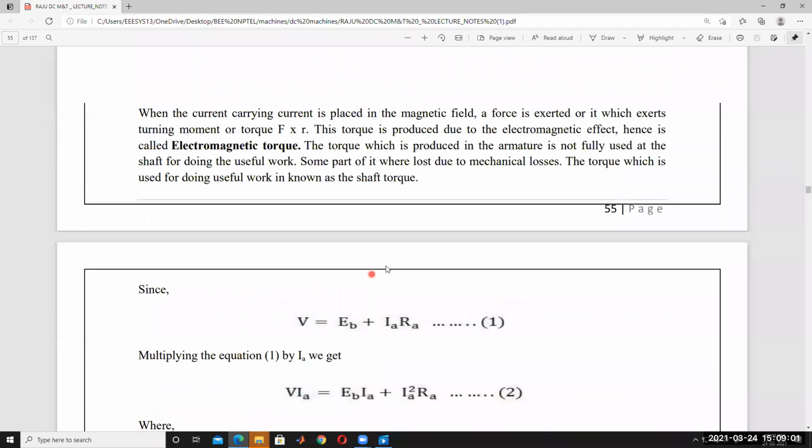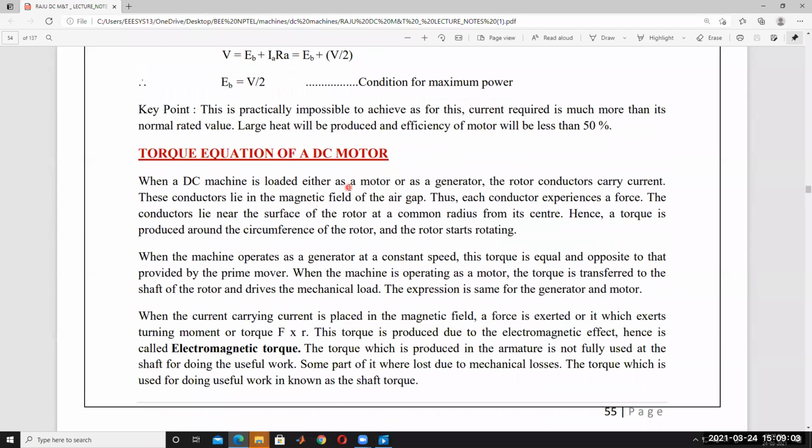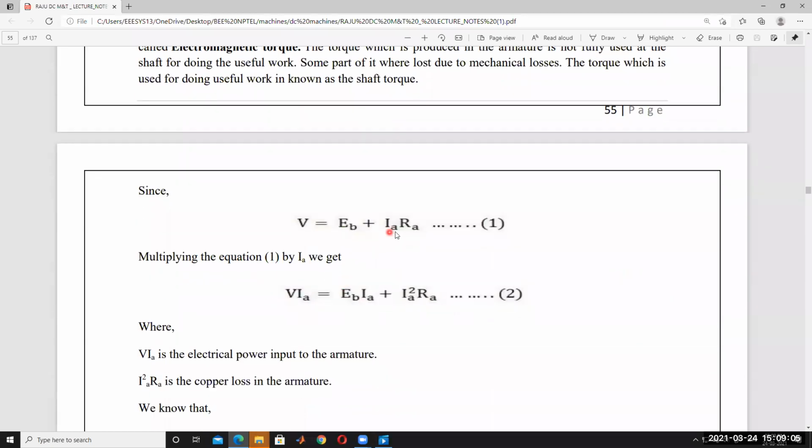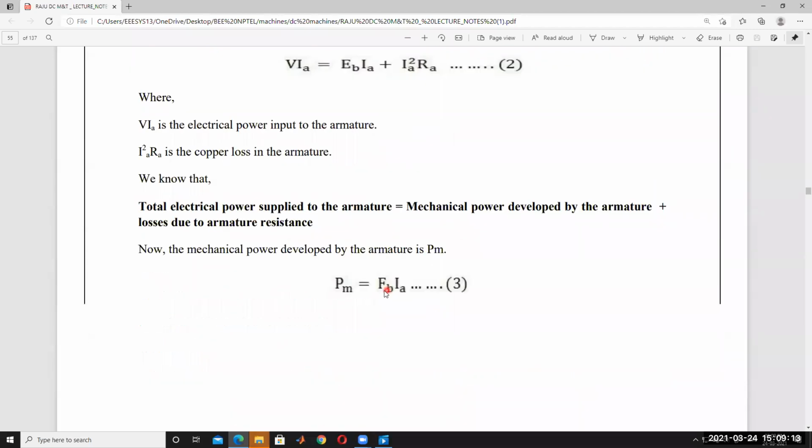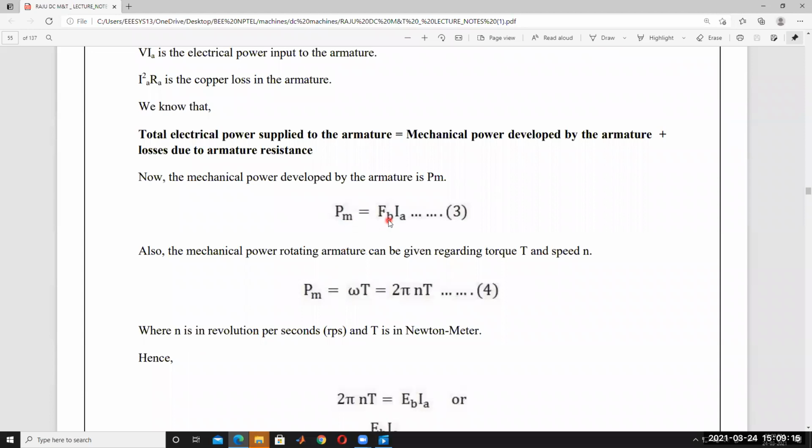Torque equation in a DC motor. So V is equal to Eb plus Ia into Ra. Multiply by the current Ia, and you will get V into Ia equals Eb into Ia plus Ia square into Ra. Then power is equal to force into velocity. The power developed in the motor is nothing but this.